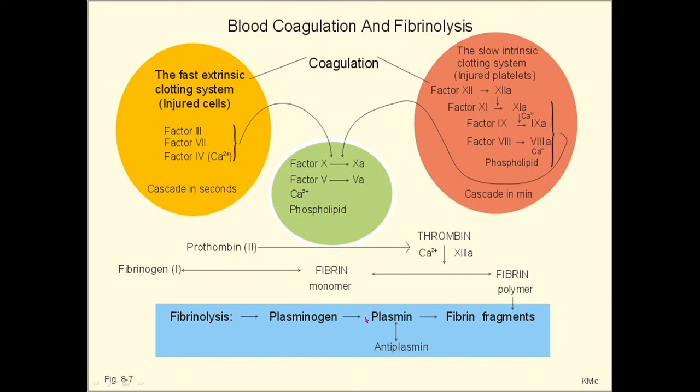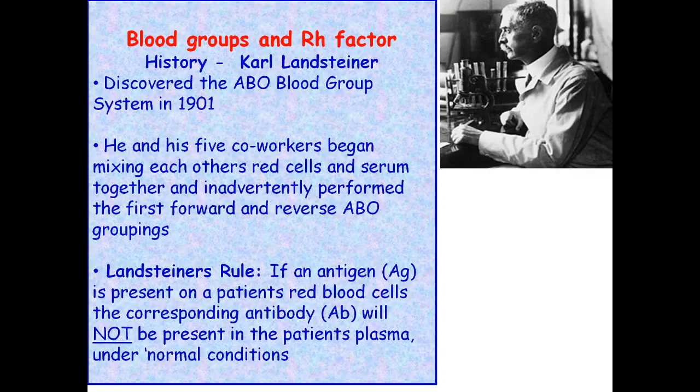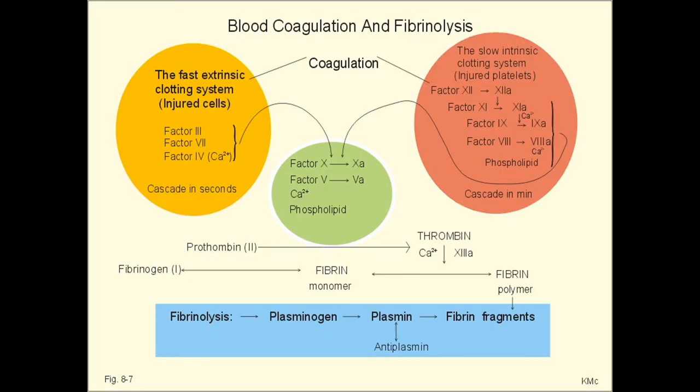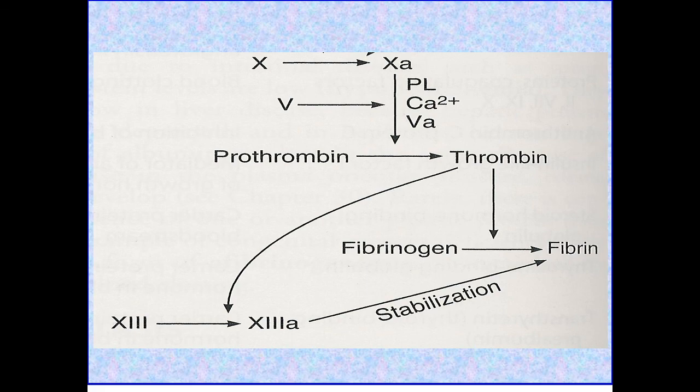Plasmin reaction occurs in presence of plasminogen and antiplasmin. There is a dissolution of the clot, or the fibrinolysis of the clot. So this is the mechanism of blood coagulation, or blood clotting.